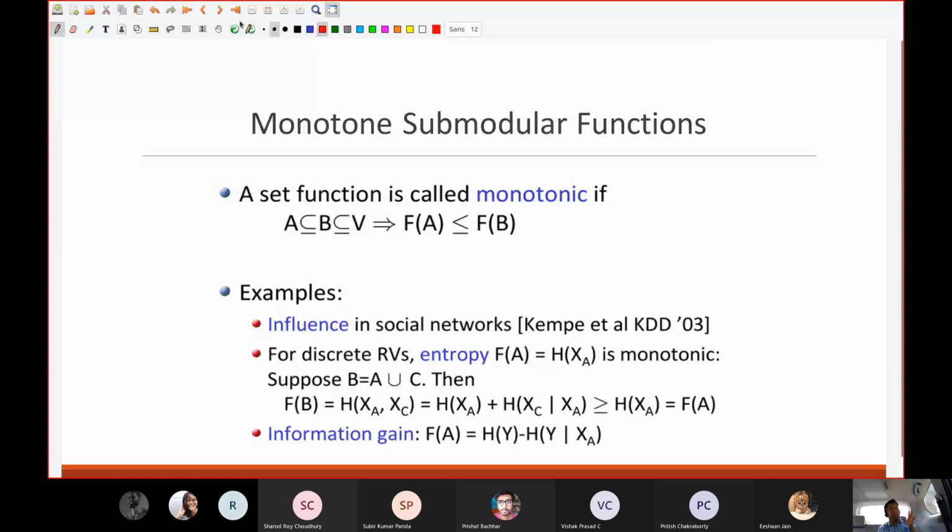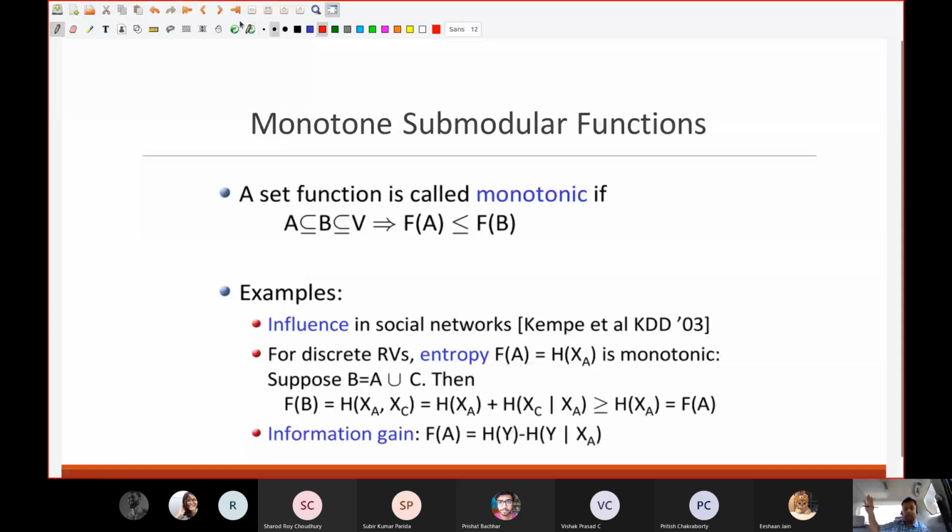That's a monotone. Influence in social networks, right? What increases monotonically in social networks? Influence. I mean, the more friends you have, the more influence you have. It could be submodular, that's another thing, but it may show diminishing returns. That's what I meant by submodularity. But it is monotone. It's increasing.